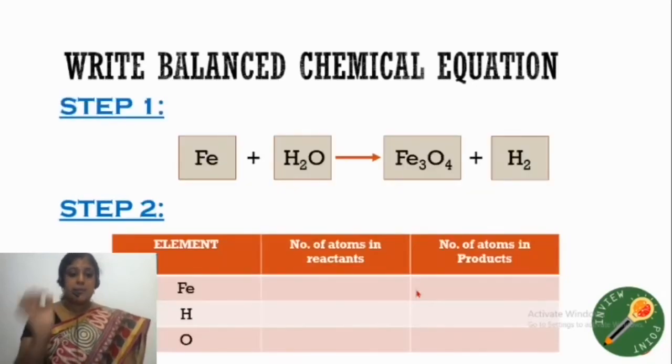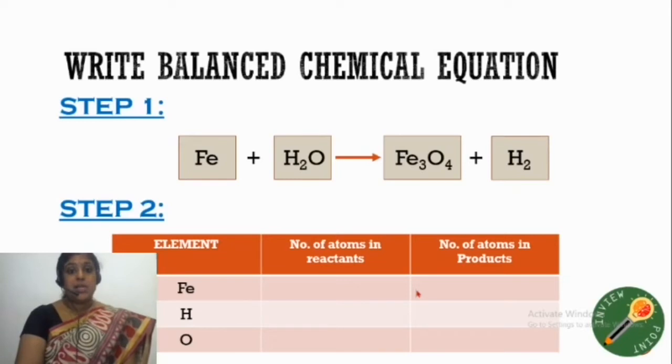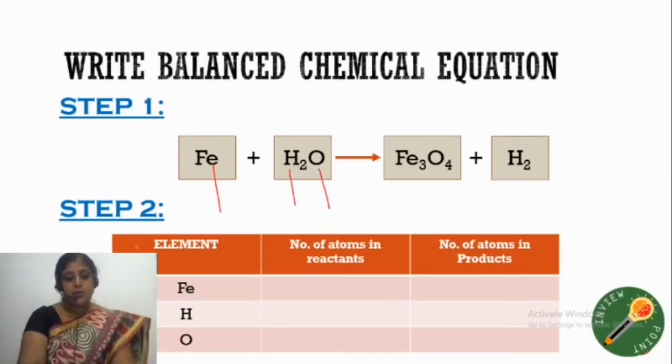So the second step is to identify each element and find the number of atoms of each element in the reactant side and the product side. What are the elements here? There are three elements, right? Iron, hydrogen, and oxygen. So let's take iron first.